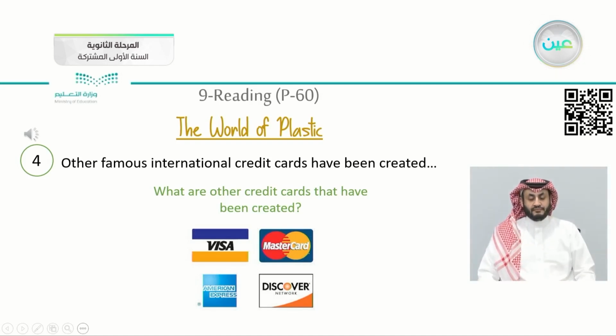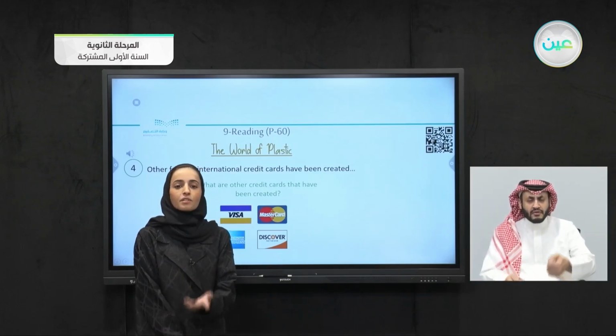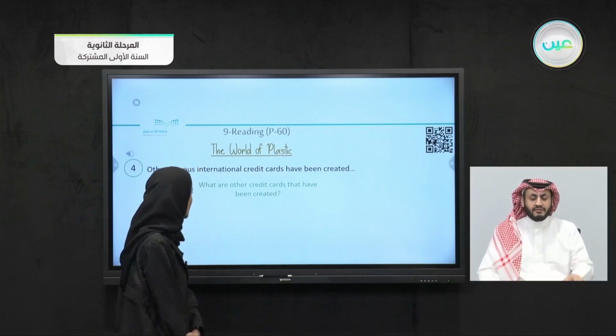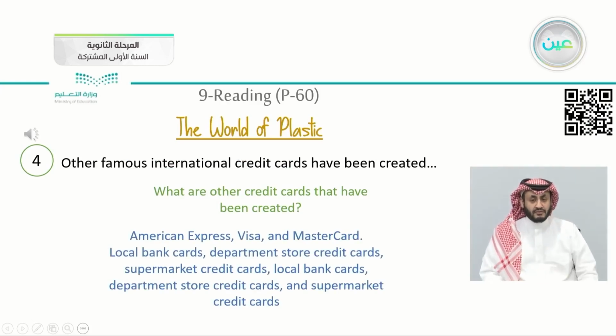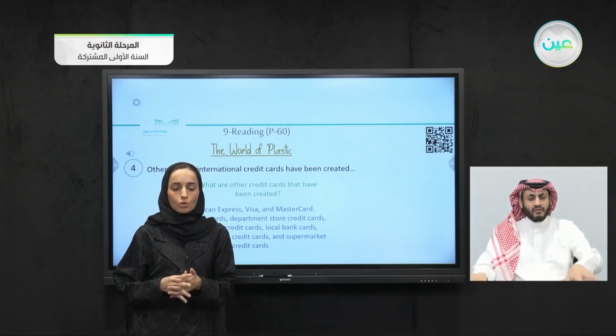So the idea expanded. Not only hotels, not only airlines. Now we're having other credit cards, not only the Diners Club card. So we're having many. Like what? What are the other credit cards that have been created? We have American Express, Visa, and MasterCard. We're having also local banks, department stores, and supermarkets and other ones. So it expanded in many businesses, not only in restaurants or airlines.